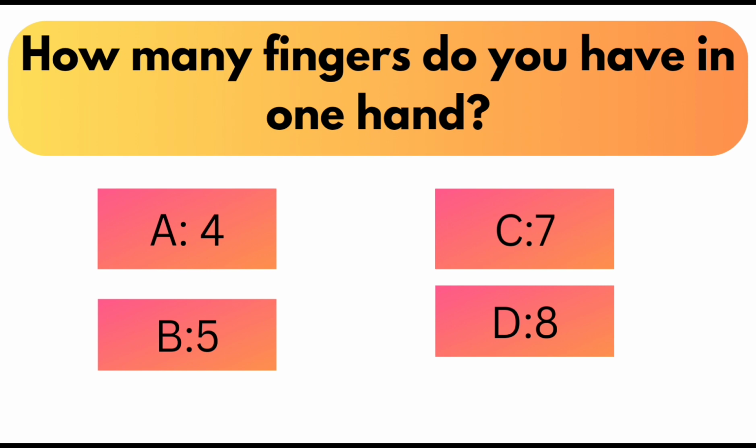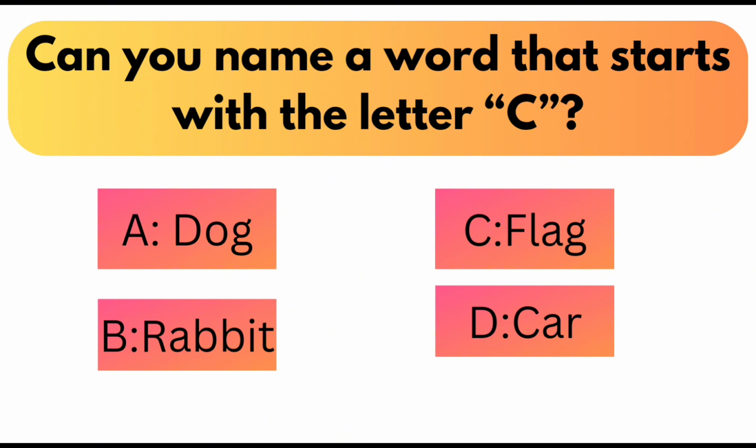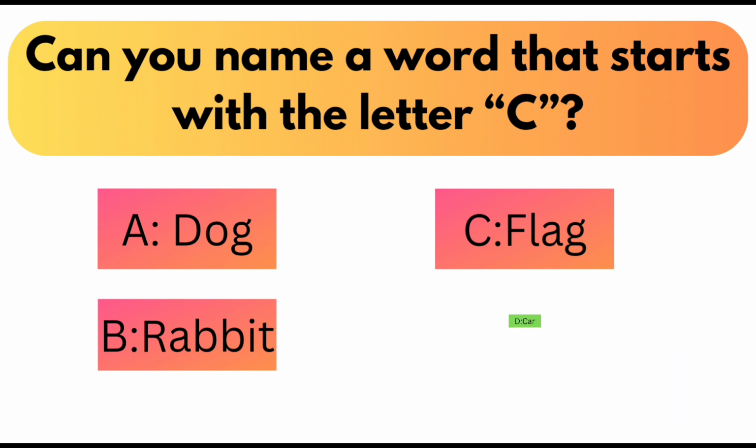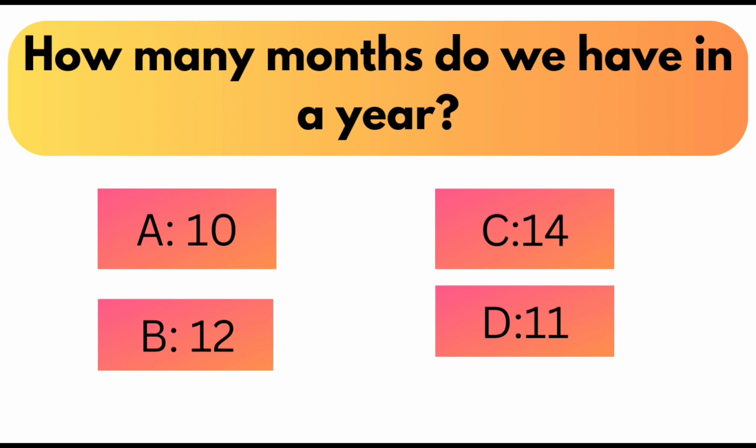How many fingers do you have in one hand? B is the right answer. Can you name a word that starts with the letter C? D is the right answer. How many months do we have in a year? B is the right answer.